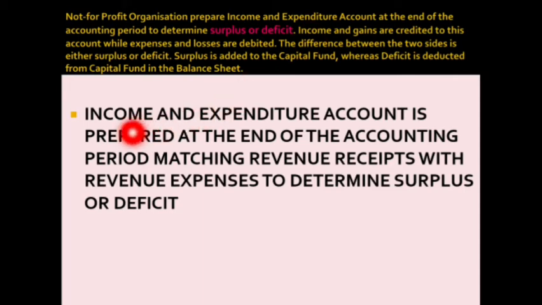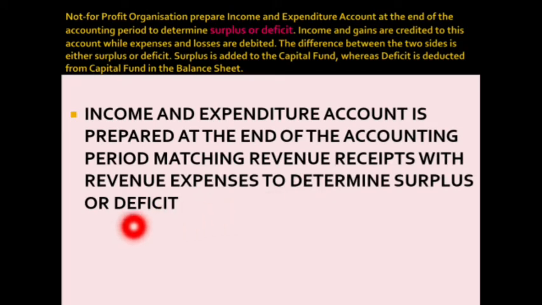Moving further, like any financial statement, income and expenditure account is prepared at the end of the accounting period. While preparing this income and expenditure account, we have to match the revenue receipt with the revenue expenses. Doing so, we can determine the surplus or deficit.